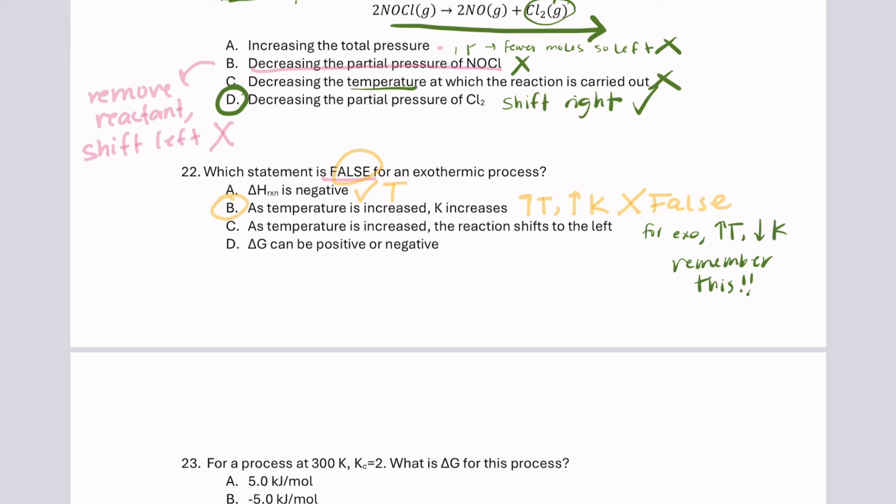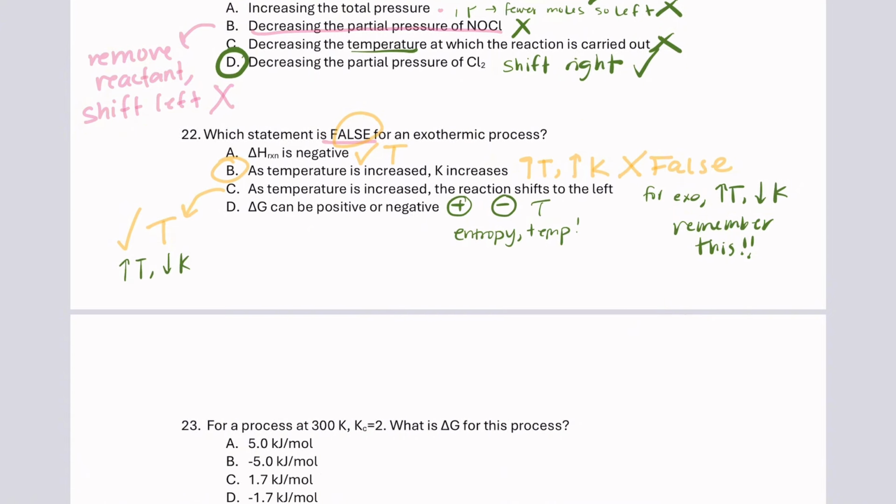We're still going to work through C and D. C says as temperature is increased, the reaction shifts to the left. That's true for the same reason we just said. Adding heat is adding a product in an exothermic reaction. Adding heat pushes the system back towards the reactants. D says delta G can be positive or negative. That's true because spontaneity depends not only on delta H, but also on temperature and entropy. So the false statement is option B.